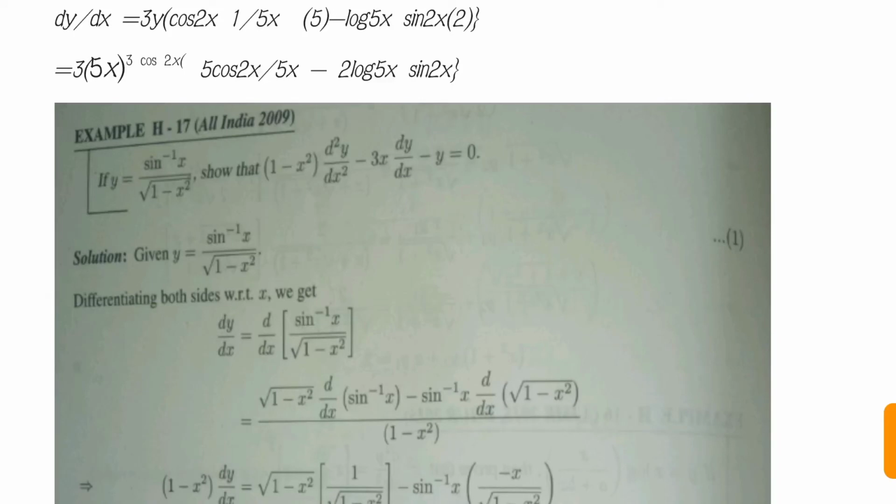Now we can differentiate both sides with respect to x. dy/dx is equal to d/dx of sin⁻¹x/√(1 − x²). Here on the right hand side, the quotient rule of differentiation will be applicable. So this will become denominator into d/dx of numerator, minus numerator into d/dx of denominator, whole upon denominator square.